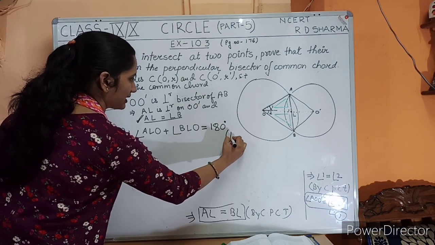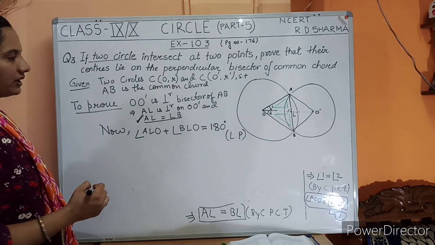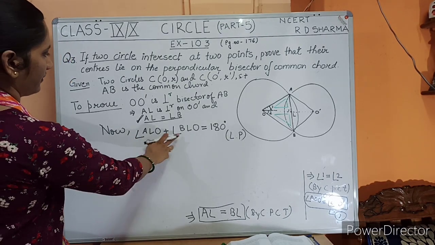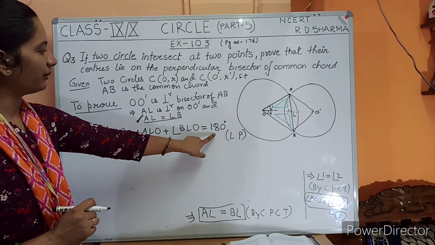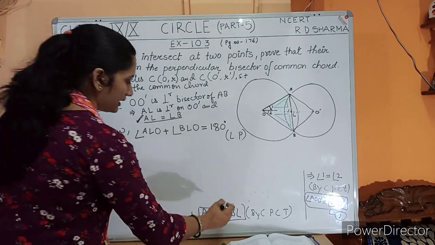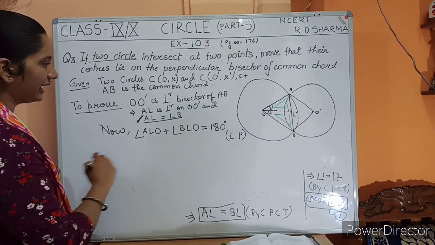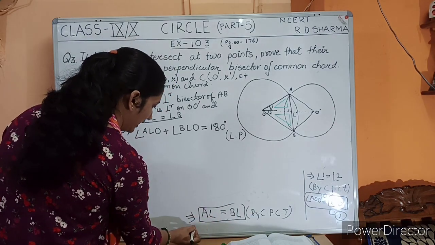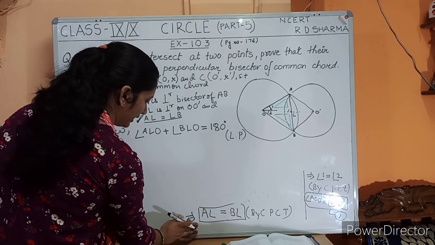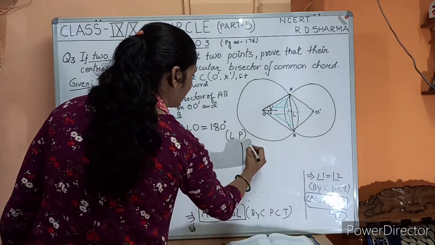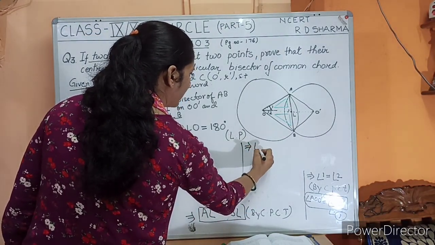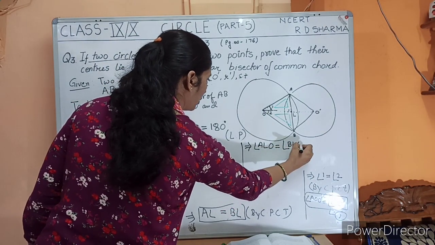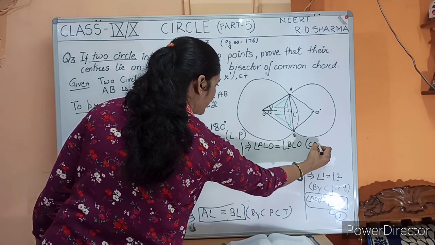You must be knowing this because of linear pair. Because they are forming a linear pair of angles, the addition of these two angles must be 180 degrees. Okay. So can I write one thing here? This is by CPCT. Okay, fine. One more thing we should write here, that, what is that? Can we write angle ALO must be equal to angle BLO. This is also by CPCT itself.